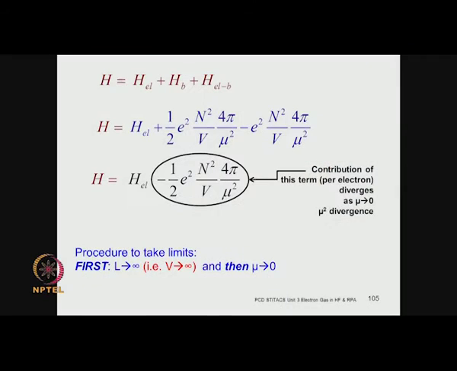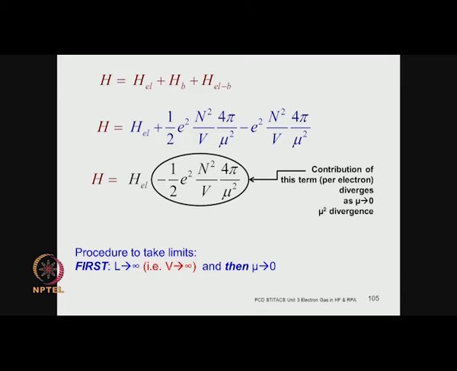Okay, so what we do is we will take the limit L going to infinity, or the volume going to infinity, and then take mu going to 0, because these are artificial parameters at our disposal and we should do it so that mathematically you do not get any unphysical result. So, that is the advantage of doing it.